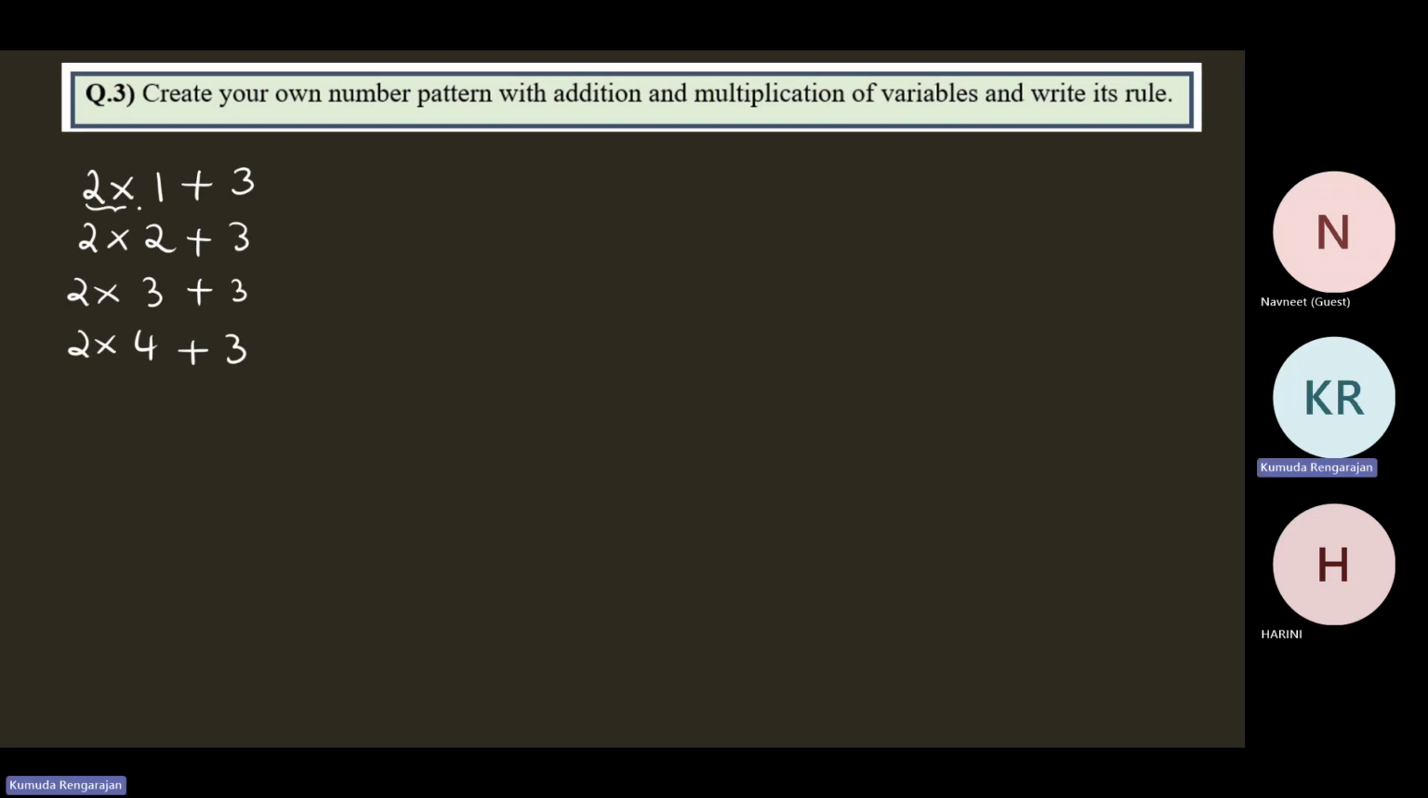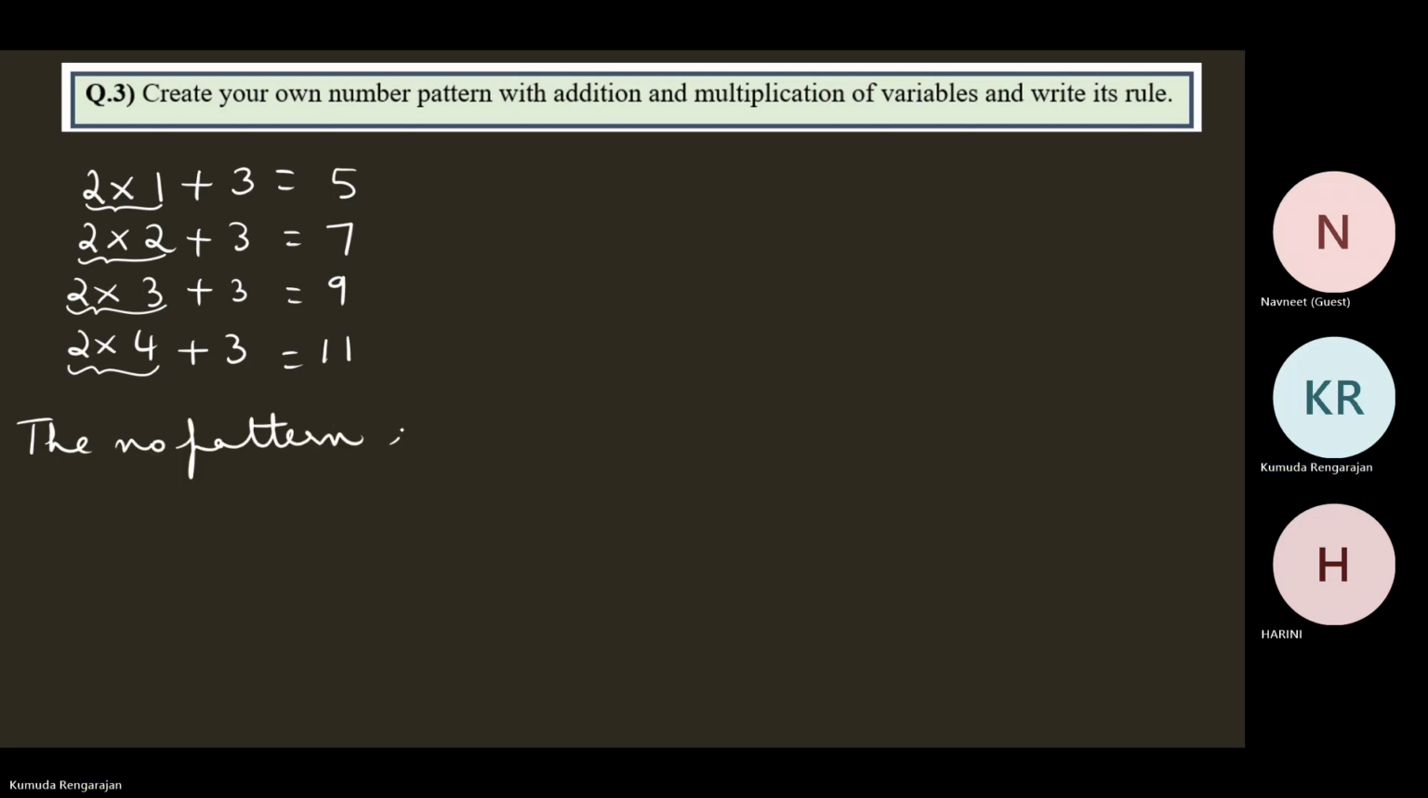So what will be the answer? Tell me all the answers, Harini. 5, ma'am. Very good. 7, ma'am. Good. 9, ma'am. Very good. 11, ma'am. Good. All right. So this is your number pattern: 5, 7, 9, 11, goes on like this.